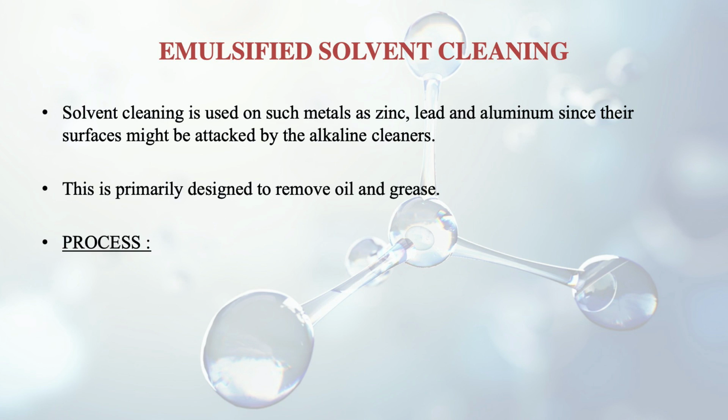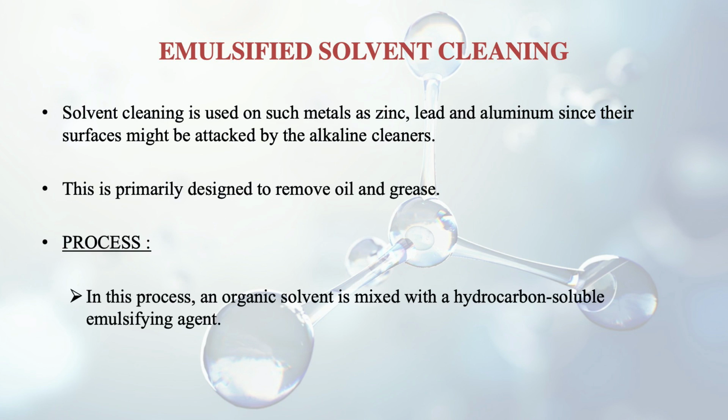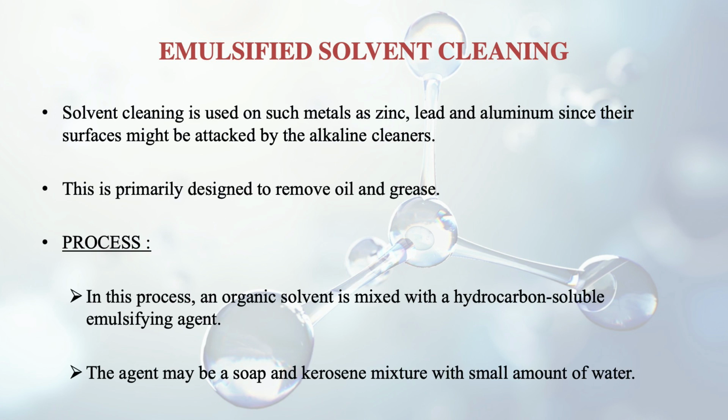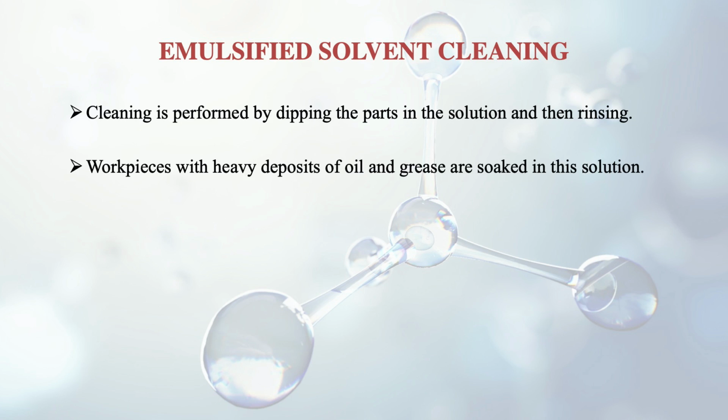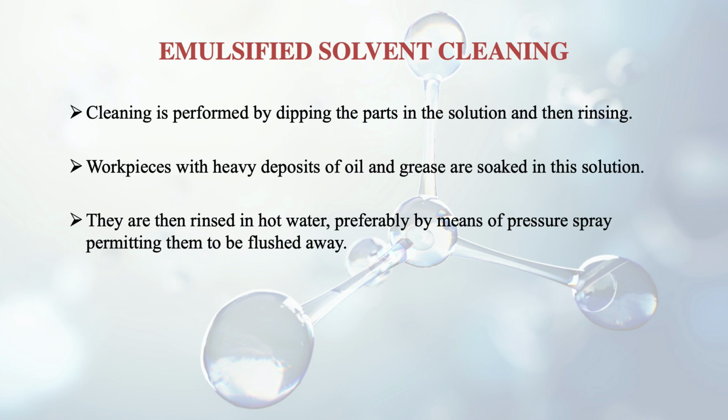So what is the process for this type of cleaning? In this process, an organic solvent is mixed with a hydrocarbon soluble emulsifying agent. Again we are using hydrocarbon here, and the agent may be a soap and kerosene mixture with a small amount of water. Cleaning is performed by dipping the parts in the solution and then they are rinsed. Workpieces with heavy deposits of oil and grease are soaked in this solution, and they are then rinsed in hot water, preferably by means of pressure spray, permitting them to be flushed away. So all impurities are flushed away when hot water is sprayed on them.